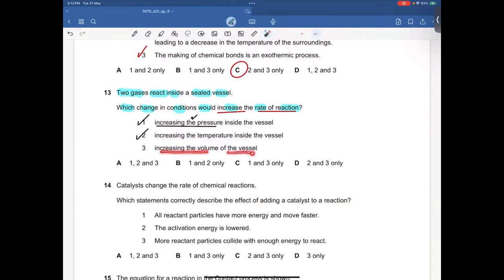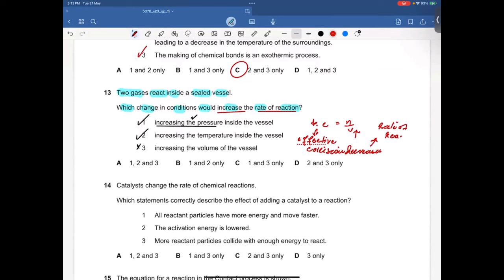Increasing the volume of the vessel. Oh, no, not gonna happen. This is incorrect. Why? Because concentration is always equal to number of moles per unit volume. So if you increase the volume, obviously concentration decreases. And if concentration decreases, effective collisions decrease. If effective collisions decrease, rate of reaction decreases. All right. So from my perspective, B is going to be the right answer.